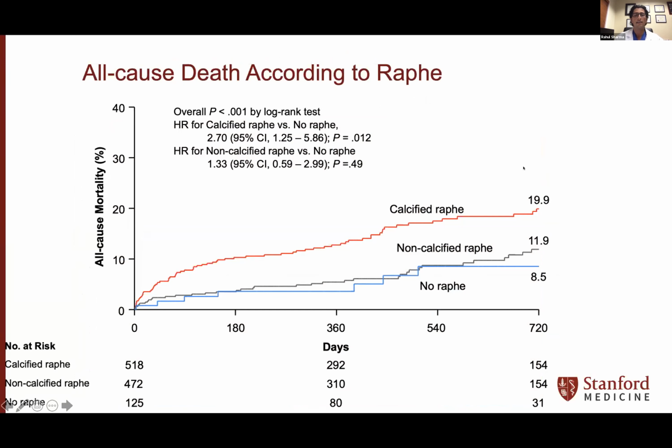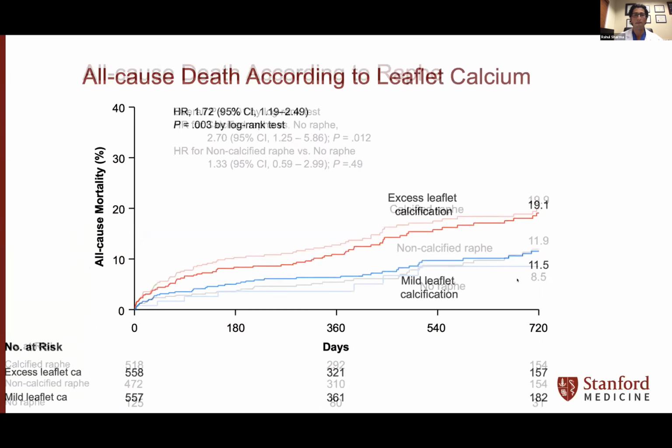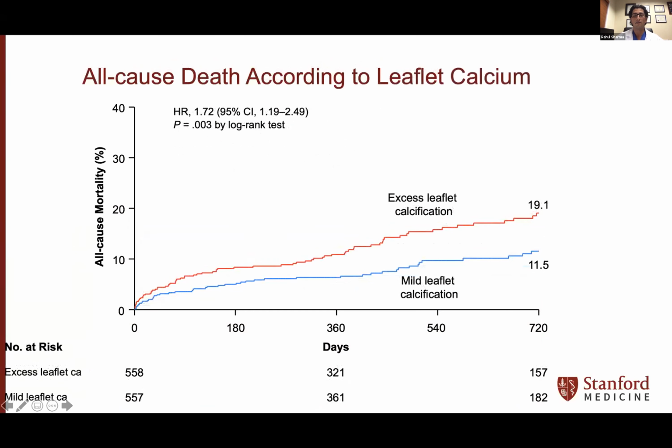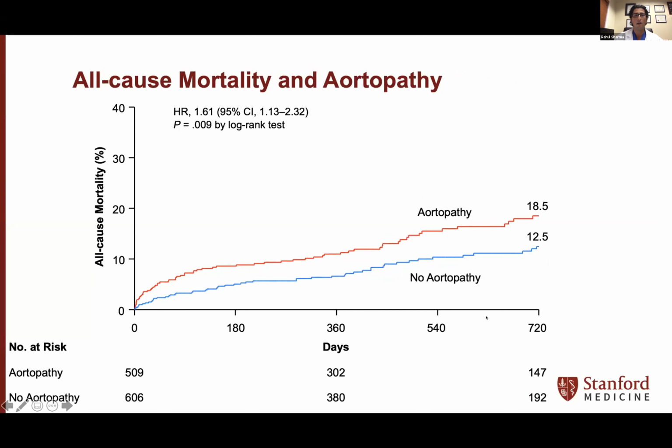And so you can see here there's a clear separation and divergence when you have calcified RAFE in terms of all-cause death compared to non-calcified or no RAFE. In fact, no significant difference between having a non-calcified RAFE or no RAFE at all. When you look at the presence of leaflet calcification, as one would expect, excess leaflet calcification had a very early and pronounced divergence compared to mild leaflet calcification in terms of all-cause death. When we looked at all-cause mortality and aortopathy, again, a clear divergence with aortopathy associated with an increased risk of all-cause mortality.